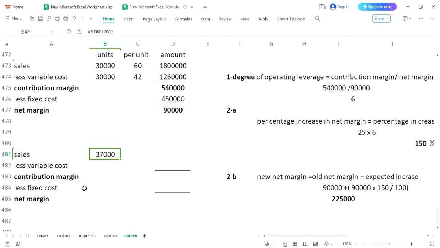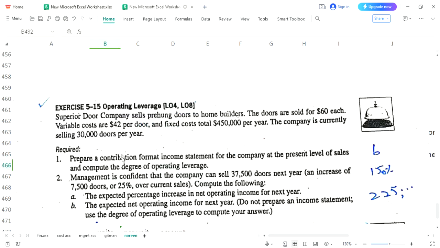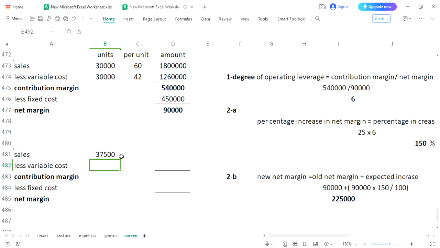So total sale is now 37,500. Okay, now let's confirm. Yes, 7,500. So keep in mind, when you were selling 30,000 units, your net margin was 90,000. Now you are selling 37,500 units, your net margin must be 2,25,000. And what we are going to do, we are proving it.